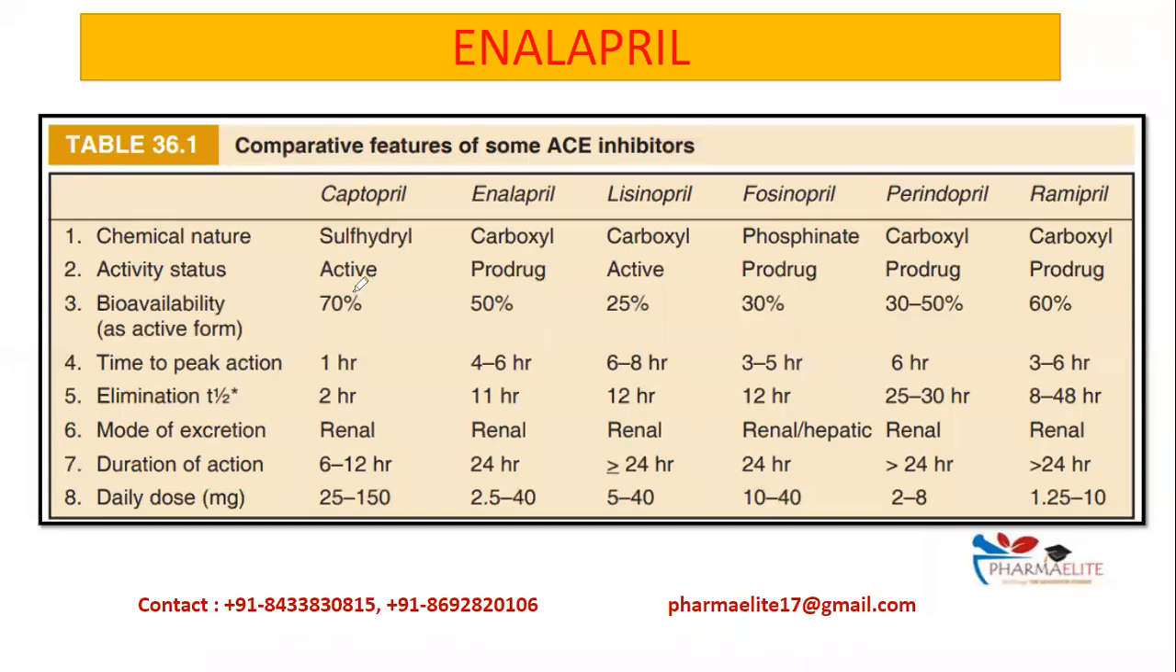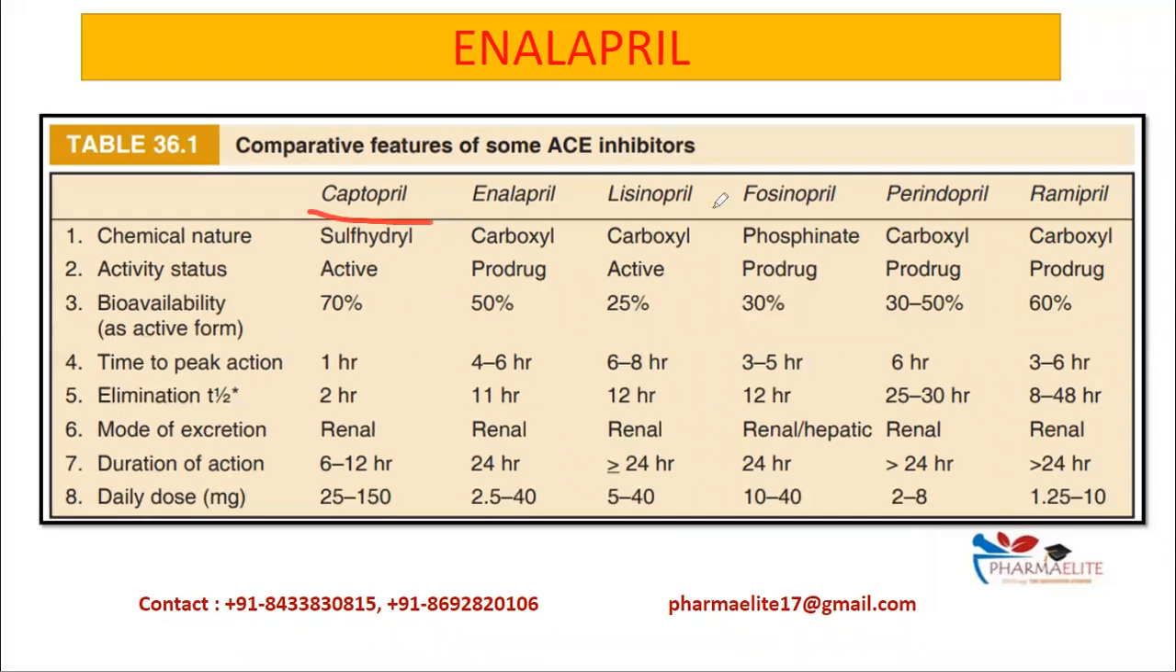Now, if we talk about the activity status, this is very important. Out of all the ACE inhibitors, all are prodrugs except captopril and lisinopril. Captopril and lisinopril are directly given because they are directly active, but rest all drugs are given in the form of prodrugs. So enalapril will get converted into enalaprilate, fosinopril into fosinoprilate, perindopril to perindoprilate, and ramipril to ramiprilate.